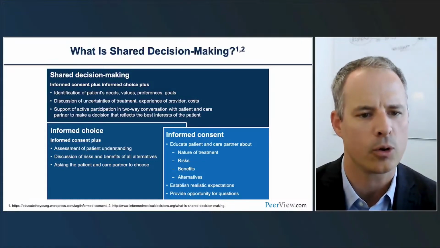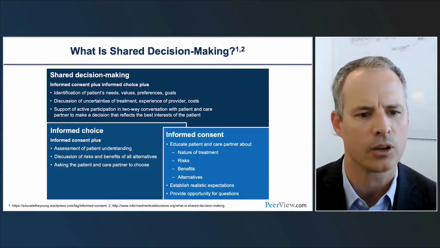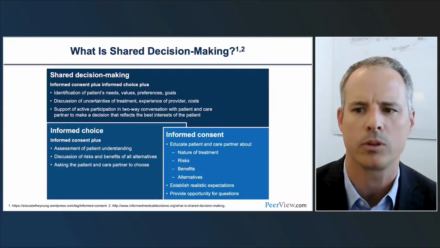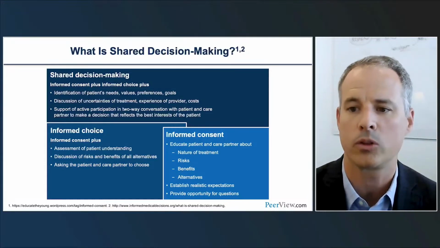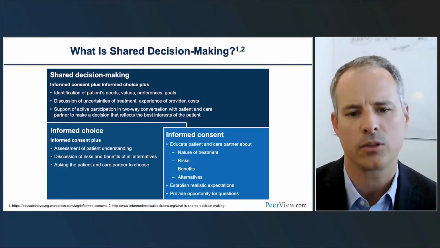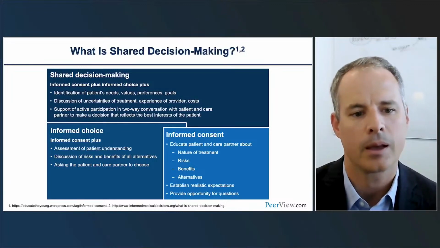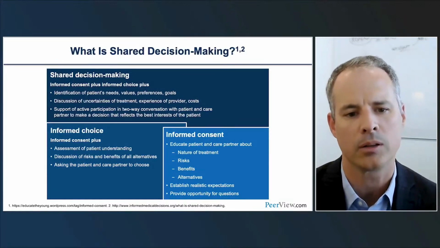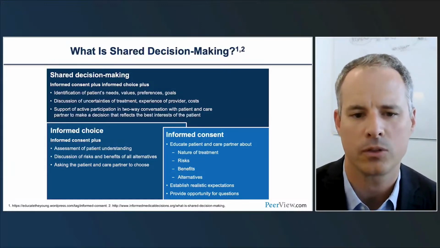Shared decision-making incorporates even more, in which we need to identify the patient's needs, values, preferences, and goals. What is their goal of care? What do they envision for themselves? I think this is really important when discussing anti-amyloid therapies. Discuss the uncertainties of treatment. What do we know? What do we not know? How much experience does one have? And then the realities of the treatment, the cost, the inconvenience, other aspects that are going to impact their life. It's essentially a two-way discussion between you and the family member and the patient to understand what decision reflects the best interests of the patient.